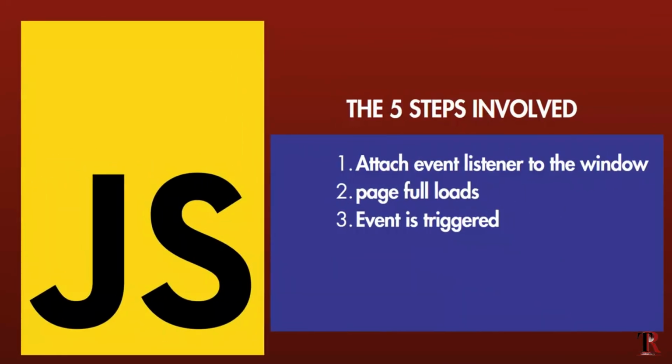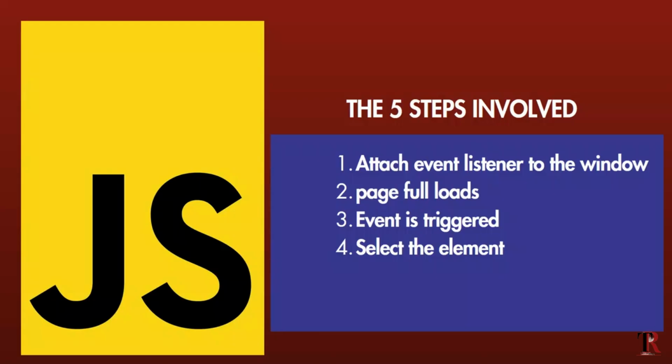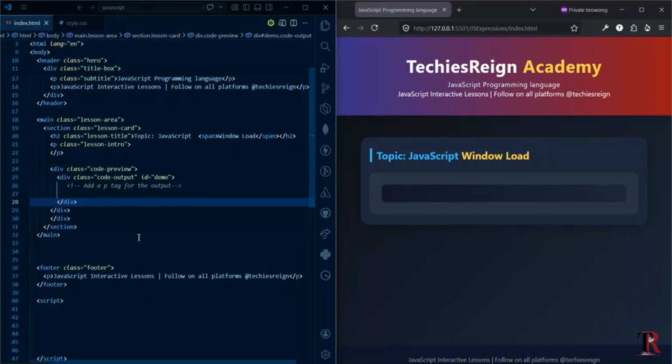Step 3 is that the event is triggered, and the load event fires automatically. Next, we are going to select the elements by targeting the paragraph. Together, let's go through the process of how window load delays the execution of JavaScript code until a page is fully loaded into the DOM.